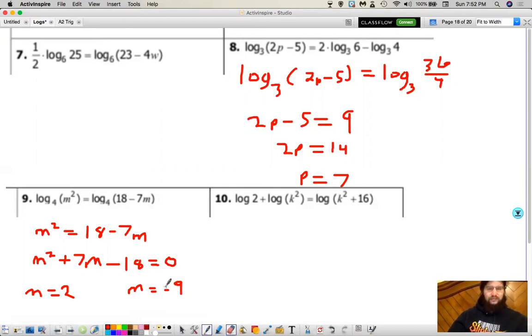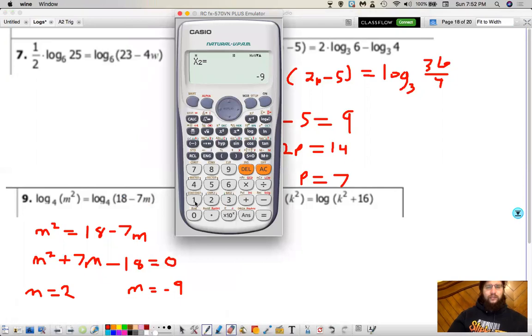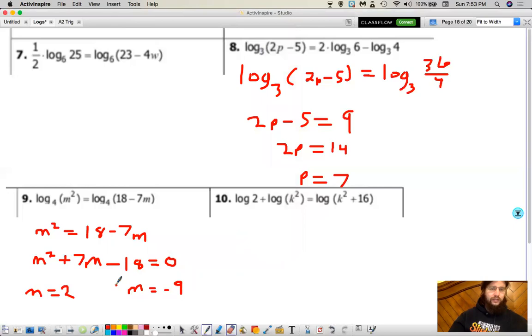But what did I say 36 here? I think I said 36. Wow. Yeah. No. 18 minus 7. Let's go ahead and use the calculator. Is 81. And negative 9 squared is 81. So we're good. Both of them work. No extraneous solution there. Woohoo.